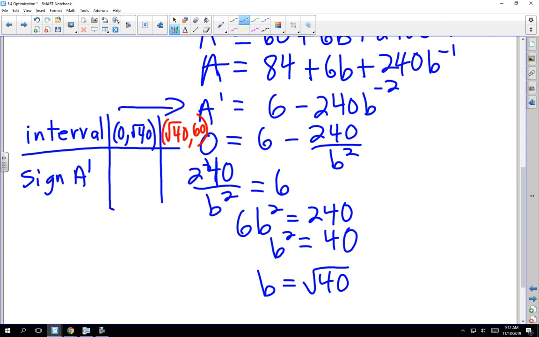So square root of 40, just test maybe something like 1 in this first group. If I plug 1 in here, I would definitely get a negative value. So it goes from negative. Square root of 40 is about 6.5, so something like 7, if I plug 7 in here, then I'm dividing by about 49. So now it's positive. So it goes from negative to positive. So square root of 40 is a min.